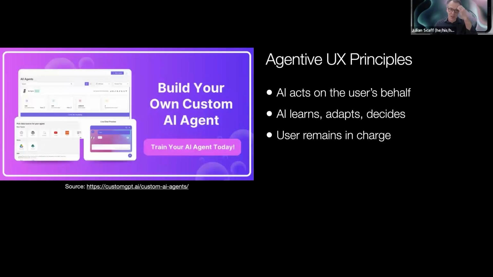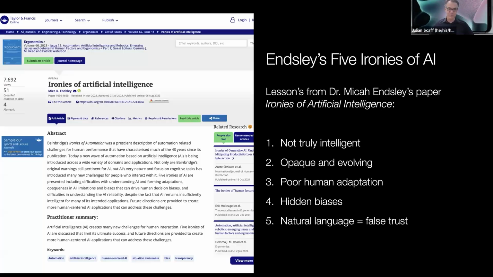Now, in this next section, I want to talk a little bit about designing for agentive systems. And I realize we're running a little over time, so I'm going to go a little bit quickly through this section. But there's some principles about agentive UX. And so the first is that AI acts on the user's behalf. AI learns, adapts, and makes decisions sometimes. But the user remains in charge. And I think that's something important to keep in mind when designing these systems.